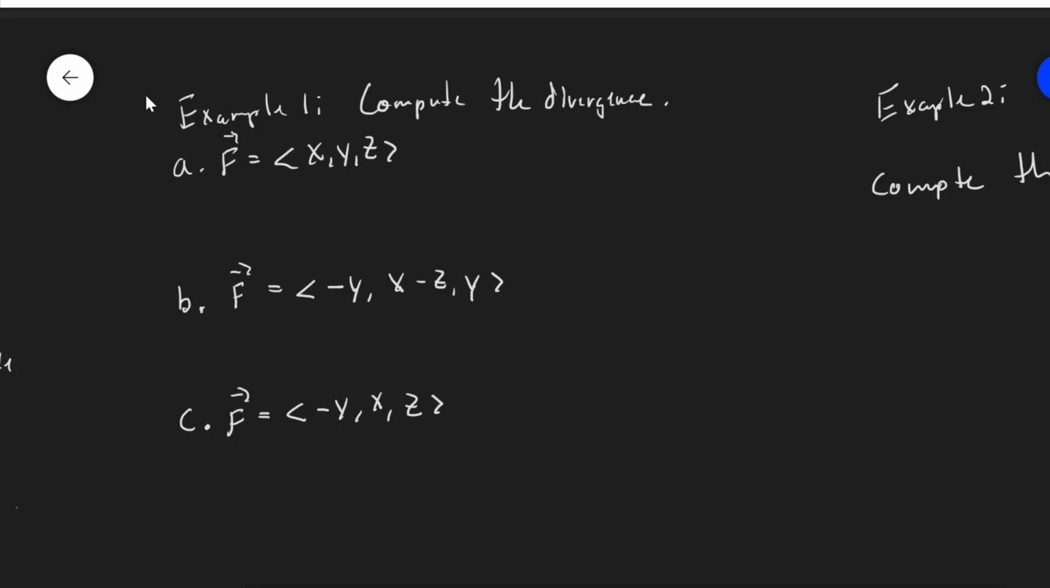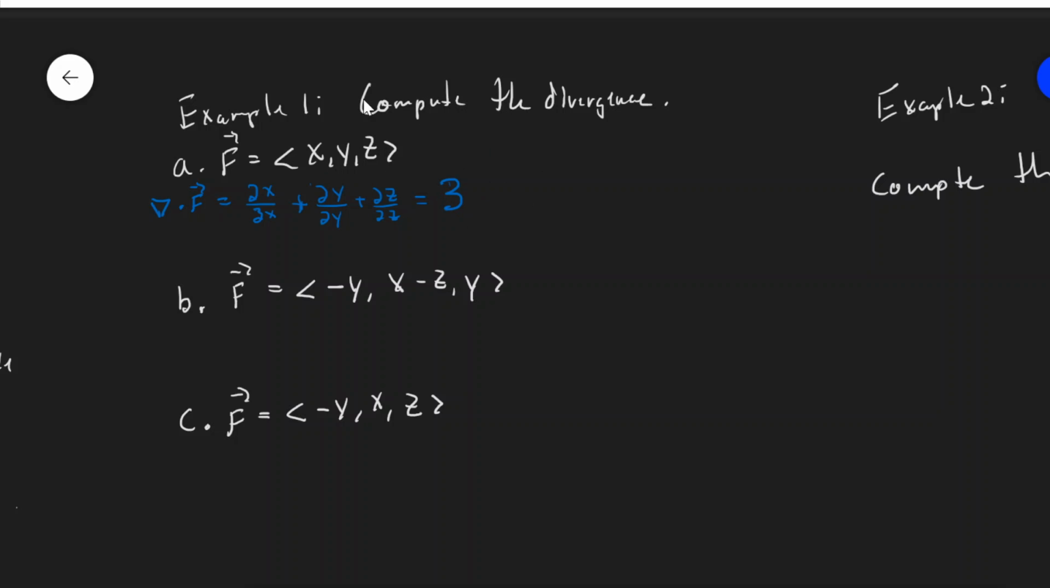So in this first one, I'm going to use this new del operator notation. Del dot f is partial with respect to x of the x component. So maybe I'll write it like this: partial with respect to x of x, plus, right, this is a dot product, so plus partial with respect to y of the y component, plus partial with respect to z of the z component. So each one of these partials is 1, and so this is just 3.